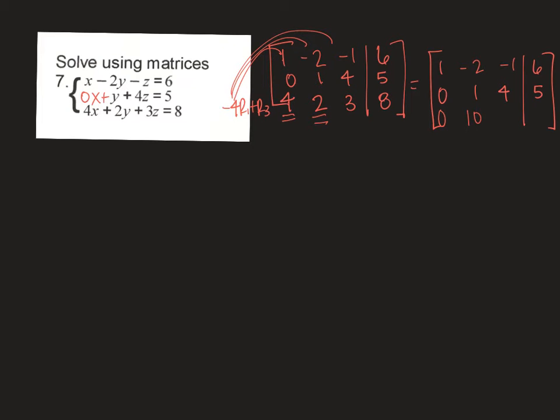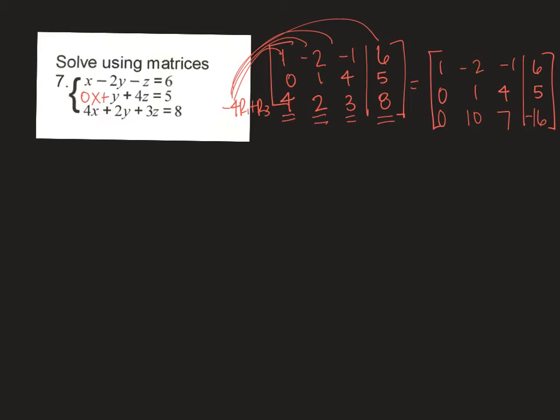-4 times -1 is 4 plus 3 is 7. And -4 times 6 is -24 plus 8 is -16. Okay, so I want you to take a second, make sure you have that jotted down. If you aren't quite sure what I did there, go back and rewatch that step. Okay, so I multiplied every number in the first row by -4 and added it to the third row.